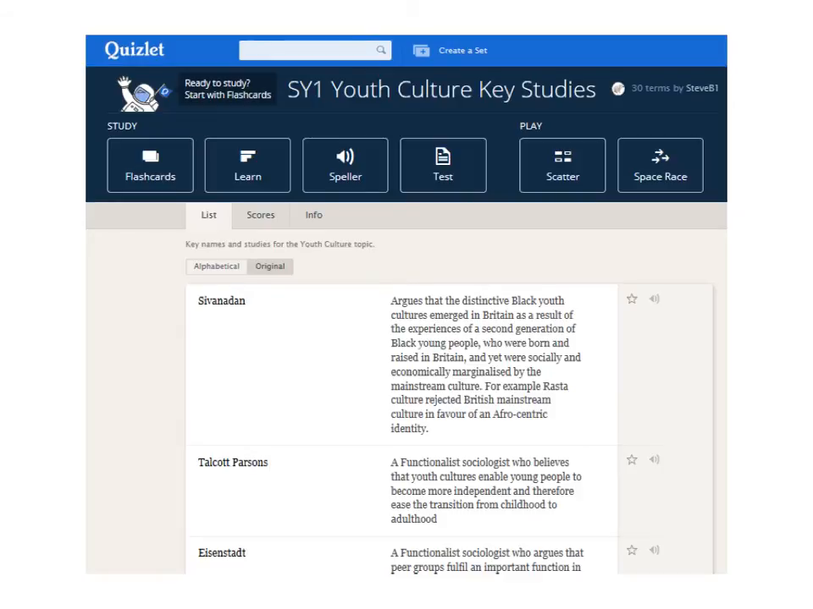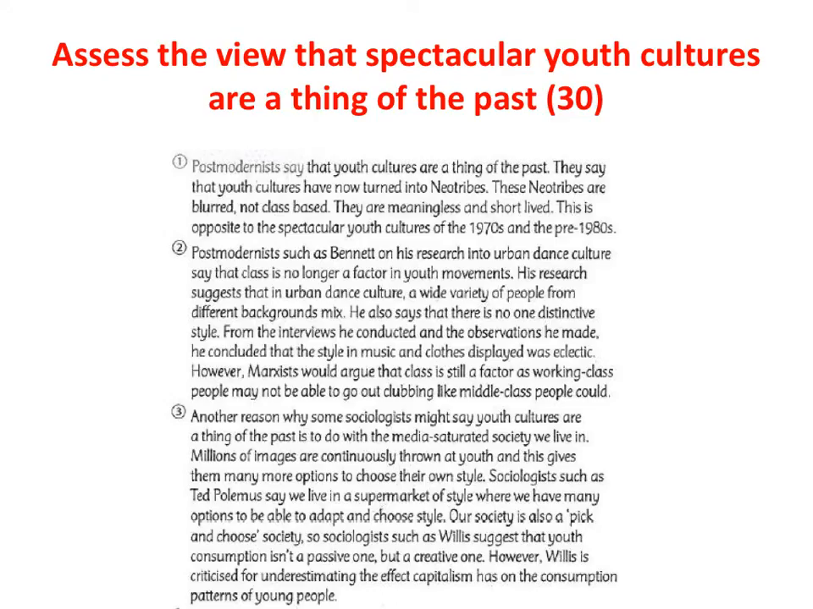So it's really important that you can back up your arguments with reference to sociological evidence, theoretical concepts and arguments, and that's why the Quizlet flashcards that I've created on keywords and key studies should be an important part of your revision. We're going to finish this screencast by looking at a whole answer to this particular 30-mark question. Assess the view that spectacular youth cultures are a thing of the past. So hit the pause button and have a read through the first 3 paragraphs of this particular answer.